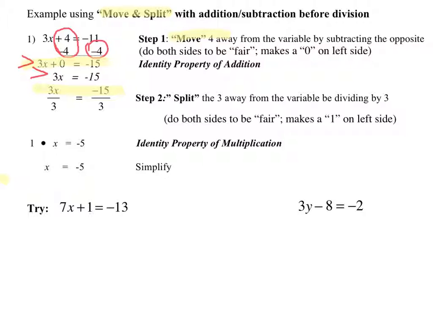and we are going to split the 3 away from the x by dividing by 3, which makes a 1. We divide on both sides. This leaves us with 1 times x equals a negative 5, and this is the identity property of multiplication, which says that 1 times x is x, so our answer is x equals a negative 5.